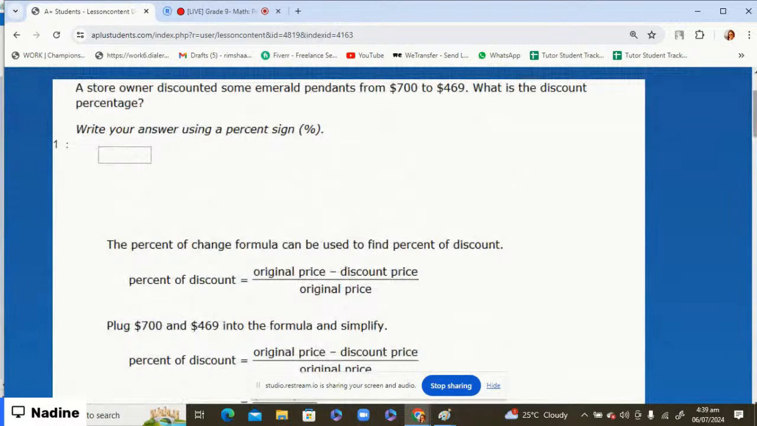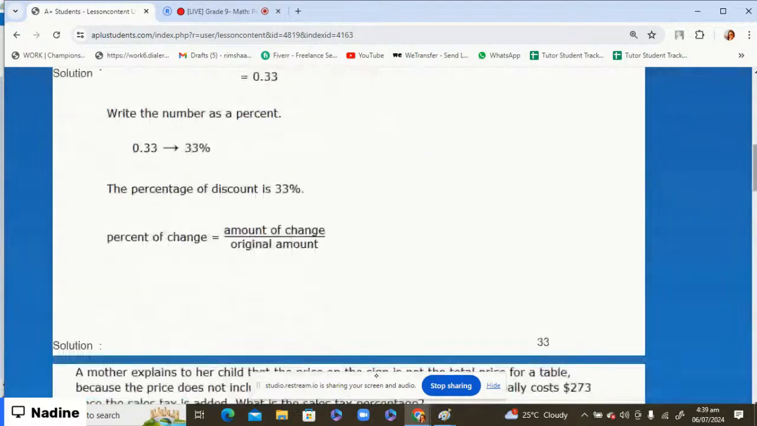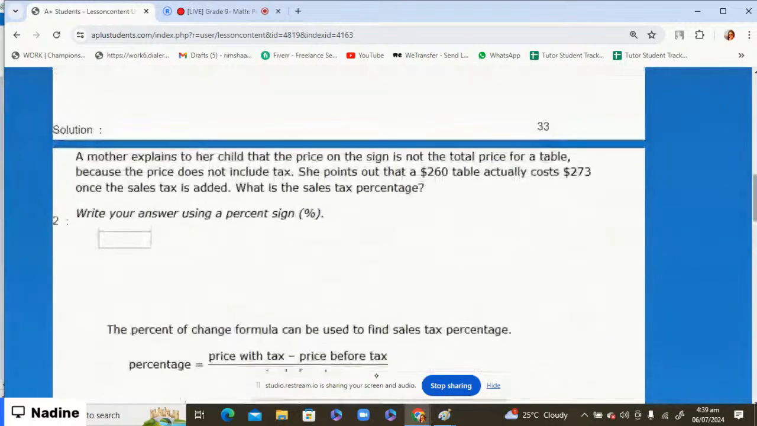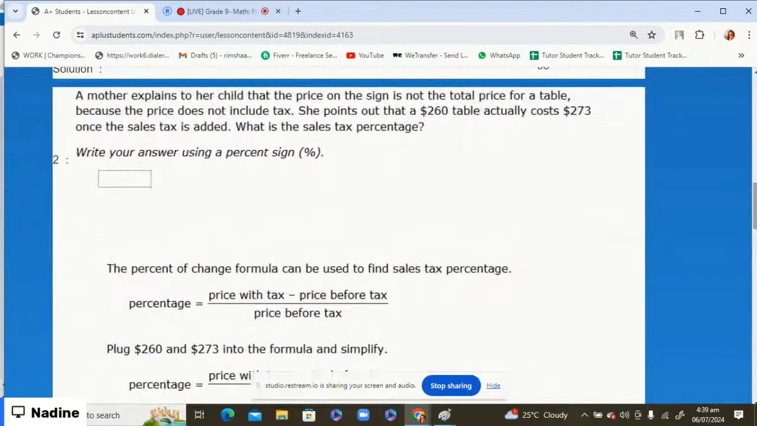Okay, now let's discuss the second question. A mother explained to her child that the price on the sign is not the total price for a table because the price doesn't include tax. She points out that a $260 table actually costs $273 once the sales tax is added. What's the sales tax percentage?